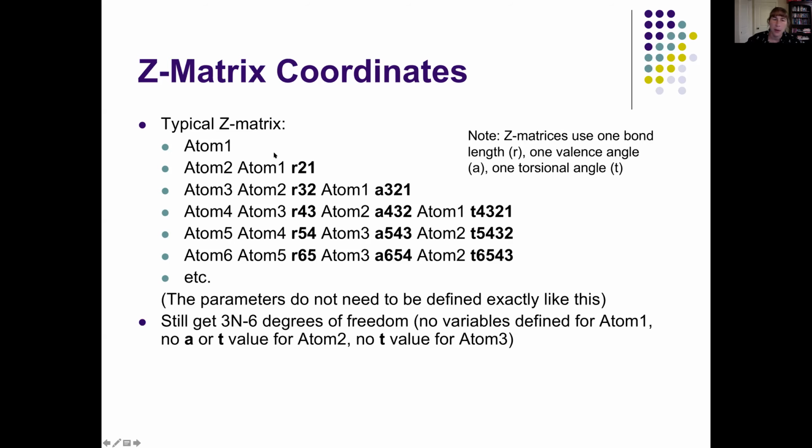All right, now when we figure out for our sizes of the system, we still end up getting 3n-6 degrees of freedom, just because we don't have any geometrical variables defined for atom 1, we don't have an angle or a torsional angle for atom 2, or a torsional angle for atom 3. So we end up with our 3n-6, and this might seem like a very logical way as well to define your coordinates, because it has some very physically related geometrical parameters.